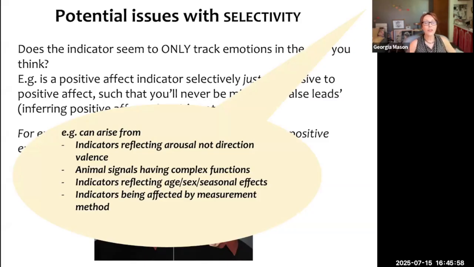So potential issues with selectivity arise when indicators respond to arousal rather than the valence of the emotion, something like heart rate, when signals have complex functions that aren't just there to indicate emotions, where indicators change due to factors like age or sex or seasonal effects, and also where indicators are affected by our very measurement method.